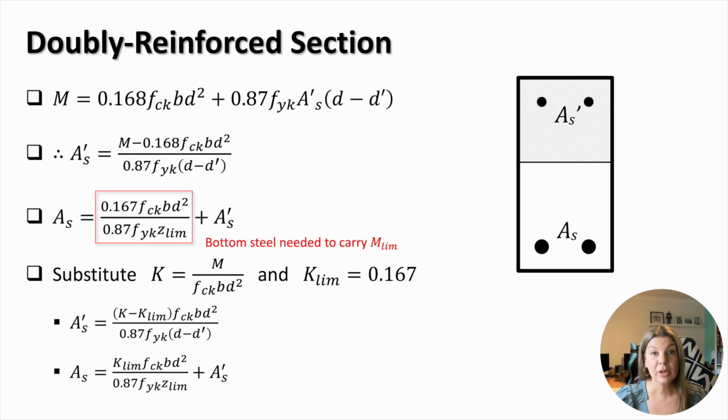In the expression for the compression steel, the first term represents the part of the bottom tension steel required to balance the compression force in the concrete and carry M_limit. The second term is needed to balance the top compression steel and carry the remaining moment. The expressions for As' and As can be rearranged in the following forms using the parameters K and K_limit.